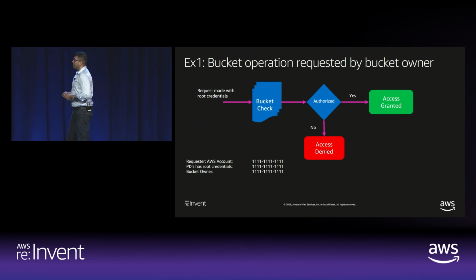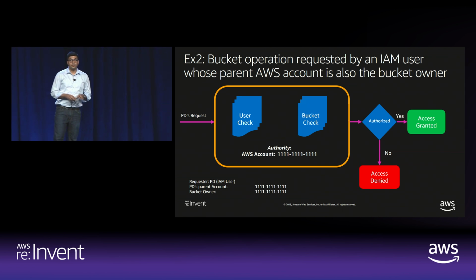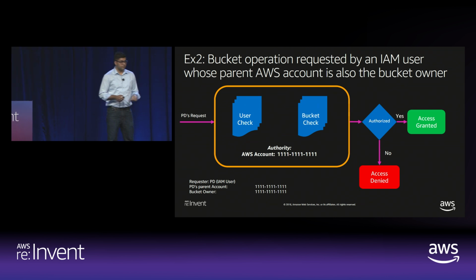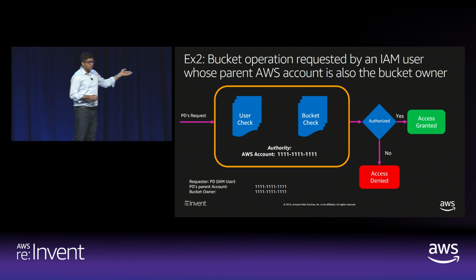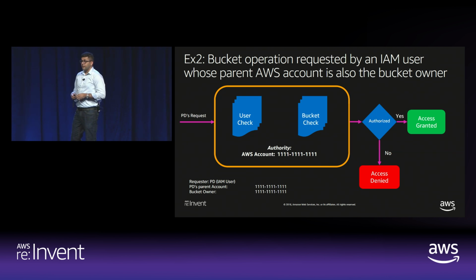What if PD is an IAM user in the same account but does not have root credentials? In that case, I'll check the user check. In the user context, we'll check if the user policy that has been attached to PD allows PD to perform the action of, say, list bucket. If so, since the context authority is the same account, we will do those checks together and authorize that request. If the user policy does not allow PD to perform that action, then we will deny that access.